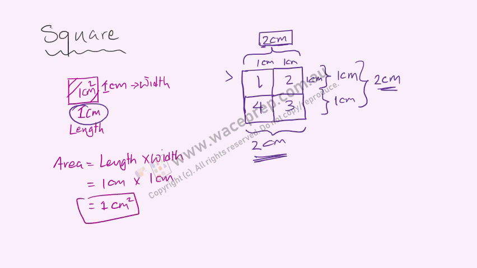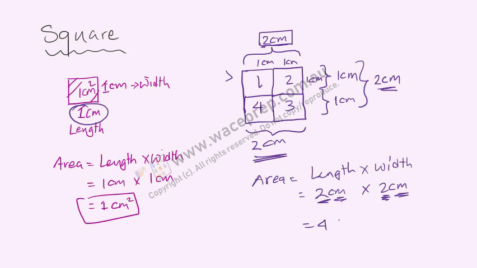Okay, so let's look at the area of the square with 2 centimeters as its sides. So area is length times width. Length is 2 centimeters, width is another 2 centimeters. 2 times 2 is 4, and centimeters times centimeters is centimeters squared. So as we said, the area of a square with 2 centimeters is 4 centimeters squared.